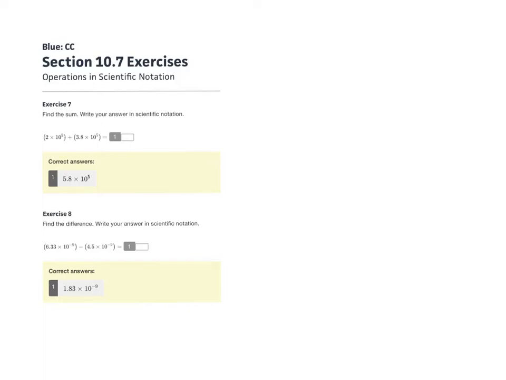Alright, let's go over the 10.7 homework assignment. We're going to start by looking at exercise number 7. Let me write this out. I've got 2 times 10 to the 5th plus 3.8 times 10 to the 5th.